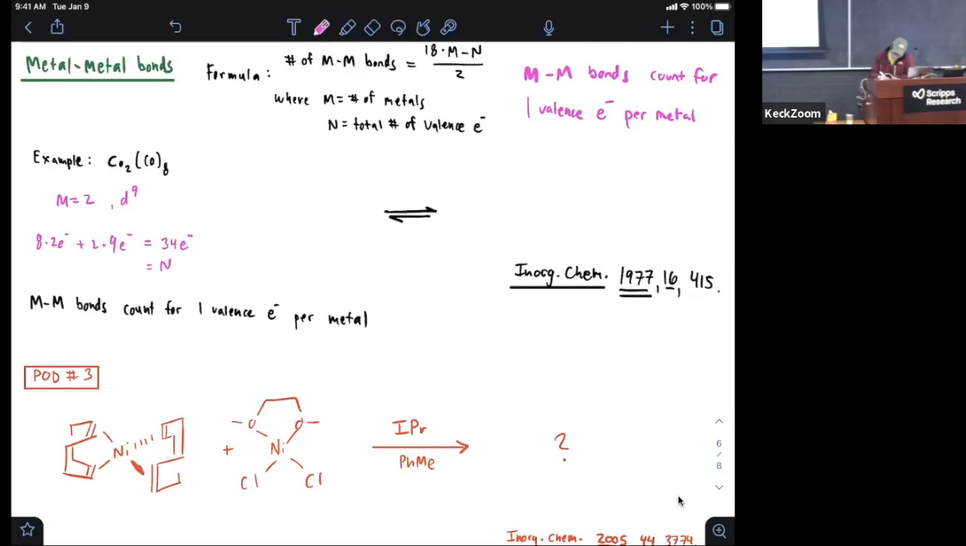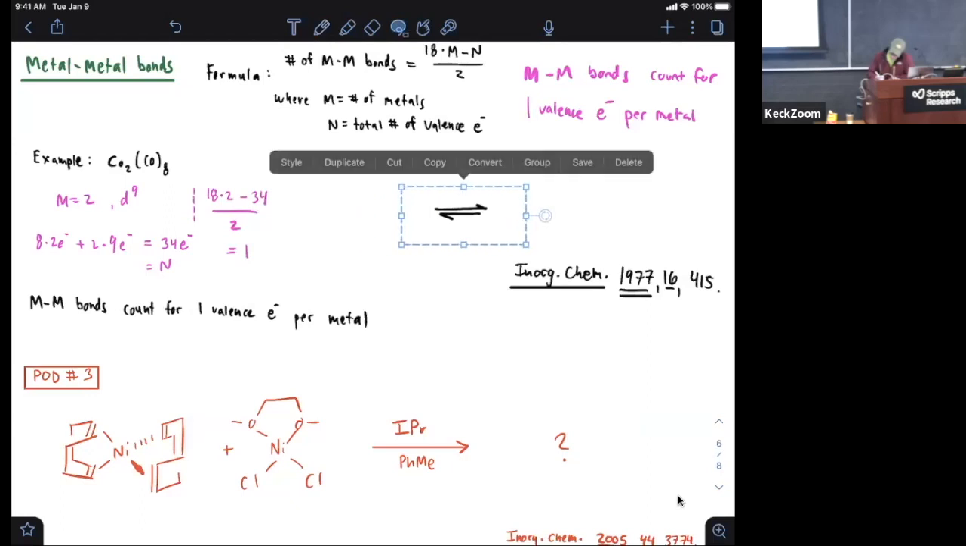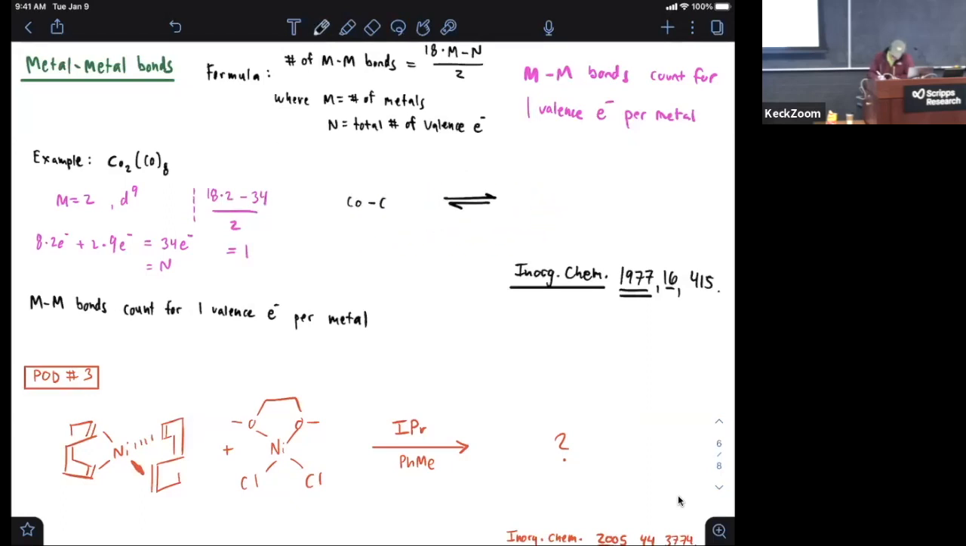So now we can plug directly into this formula, and then we have 18 times the number of metals minus the number of valence electrons divided by 2, and that will predict one metal-metal bond. And so what might that look like then? We can just build it from the inside out here, knowing that we have a metal-metal bond to account for. And conveniently enough, we have 8 CO ligands, a nicely symmetric structure. Sorry, it's always confusing when you have cobalt carbonyl because I end up drawing them as if they all look the same.